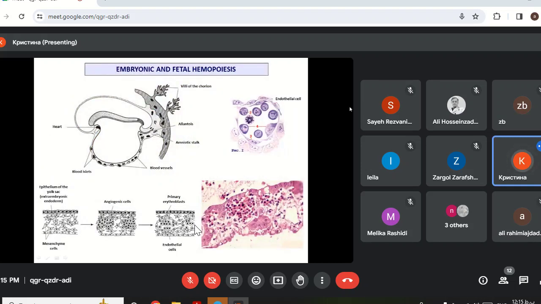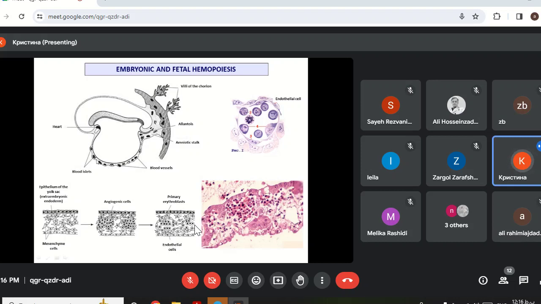During embryonic development, hematopoiesis starts in the wall of the yolk sac. So this is the sagittal section of an embryo. The embryo itself is here, the embryonic disc. Above the embryo we have the amnion, below the embryo we have the yolk sac, and in the wall of the yolk sac we will have the first blood vessels with the first blood cells.